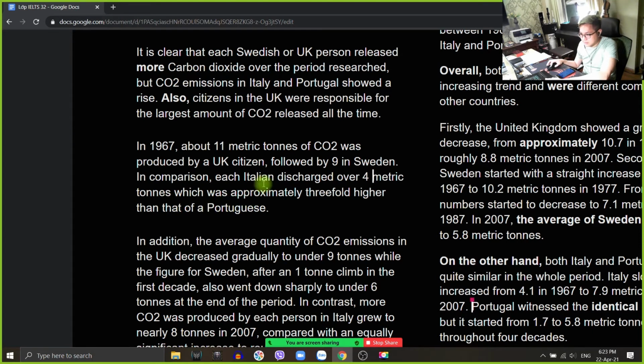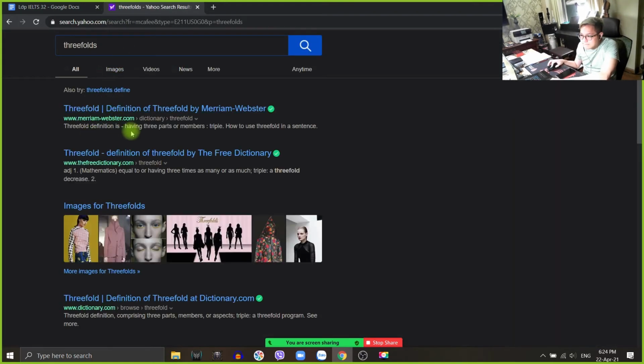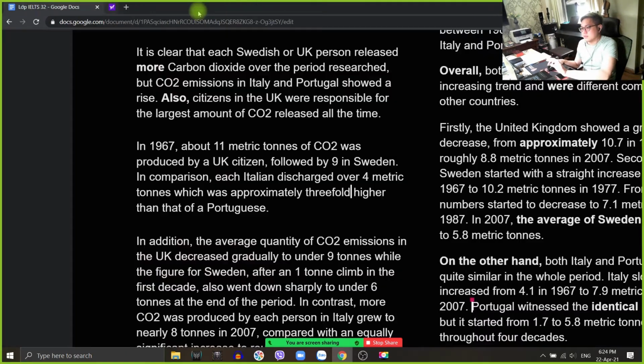Which was approximately 3-fold higher than that of the Portuguese. I think, is it 3-fold? I think it's 3 folds like this. Let's check the dictionary. 3-fold. Sorry. Okay, so it's written together. Approximately 3-fold higher than that of a Portuguese.